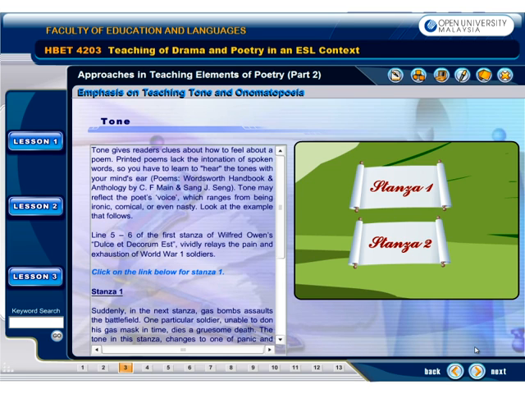Tone may reflect the poet's voice, which ranges from being ironic, comical, or even nasty. Look at the example that follows. Lines 5 to 6 of this first stanza of Wilfred Owen's Dulce et Decorum Est vividly relay the pain and exhaustion of World War I soldiers. Click on the link below for stanza 1.